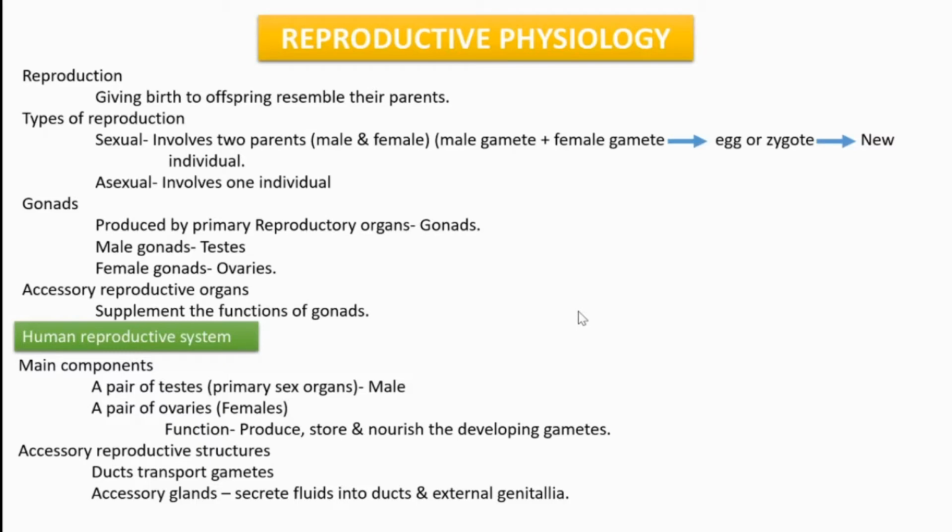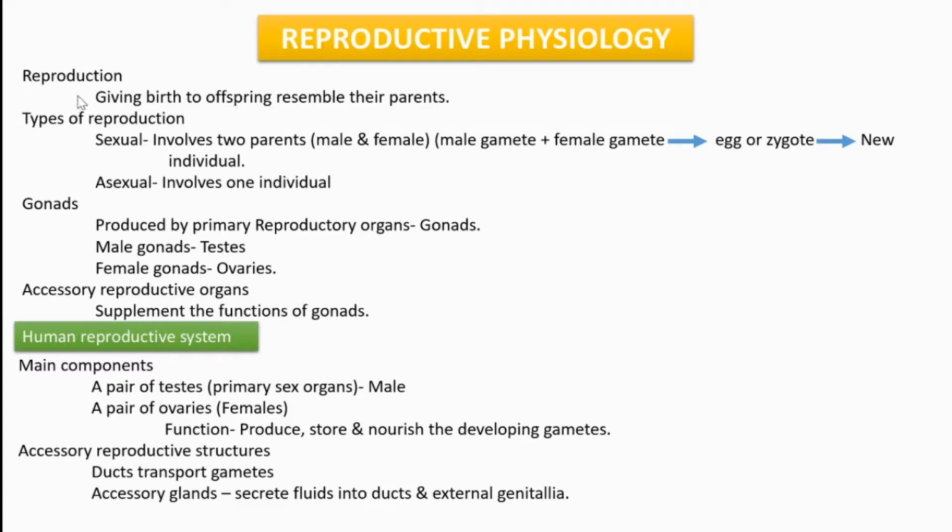Good morning students. Today we are going to start a new chapter, that is reproductive physiology. First, what is reproduction? Reproduction is the act of giving birth to offspring that resemble their parents.